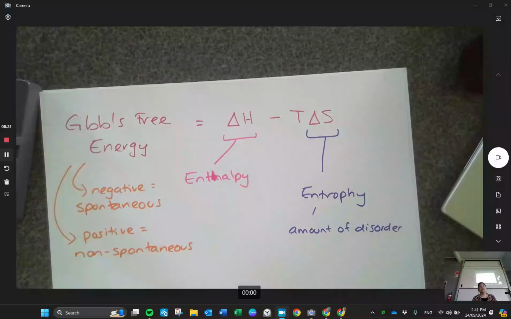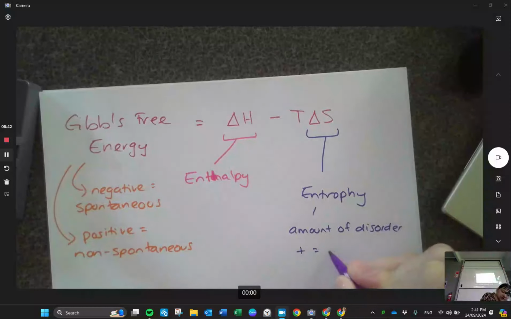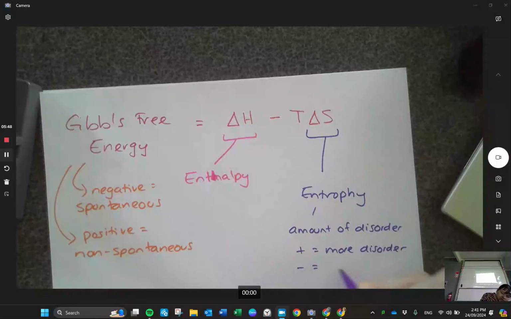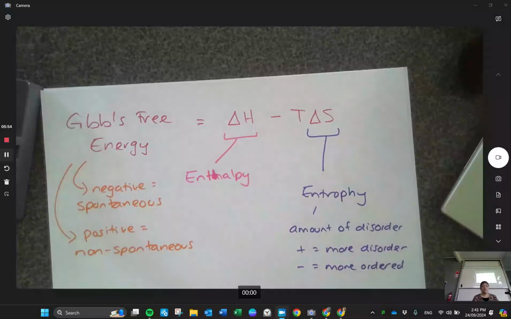So when entropy is positive, we're talking about an increase in disorder. If entropy is negative, we're talking about a decrease in disorder, so more organized. So positive equals more disorder. Negative equals more ordered. Now, thinking about it, do you think we naturally want to become more disordered or less disordered?